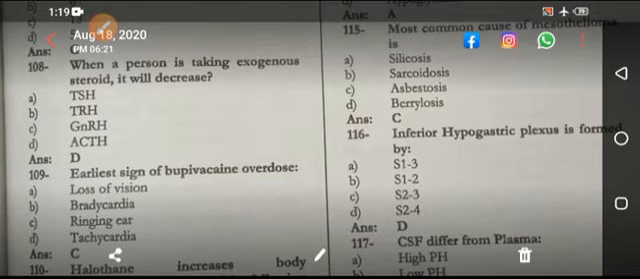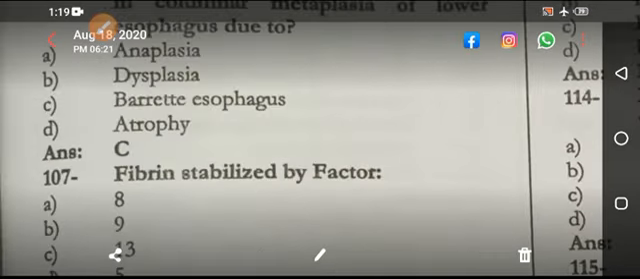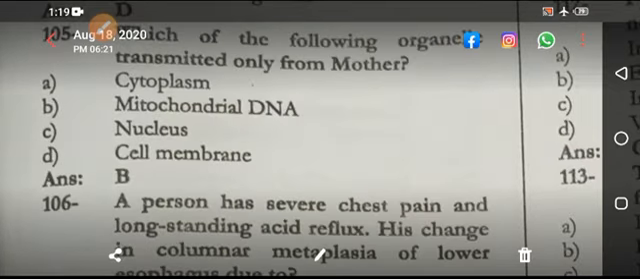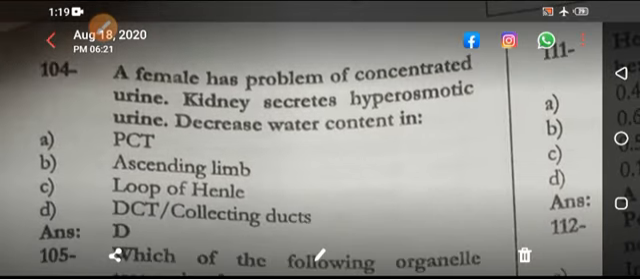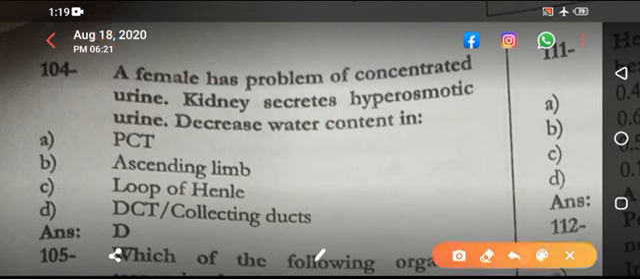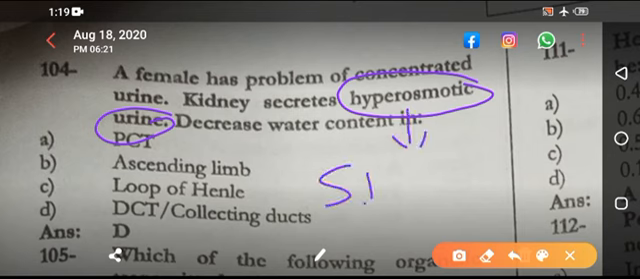Coming next, a female has a problem of concentrated urine. No, this is actually the MCQ. Kidney secretes hyperosmotic urine, decreased water content in, now the kidney secretes hyperosmotic urine, it means the osmolarity of urine is high. So in which disease is the osmolarity of urine high? That is SIADH. It absorbs almost all of the water and the osmolarity of urine is very high.